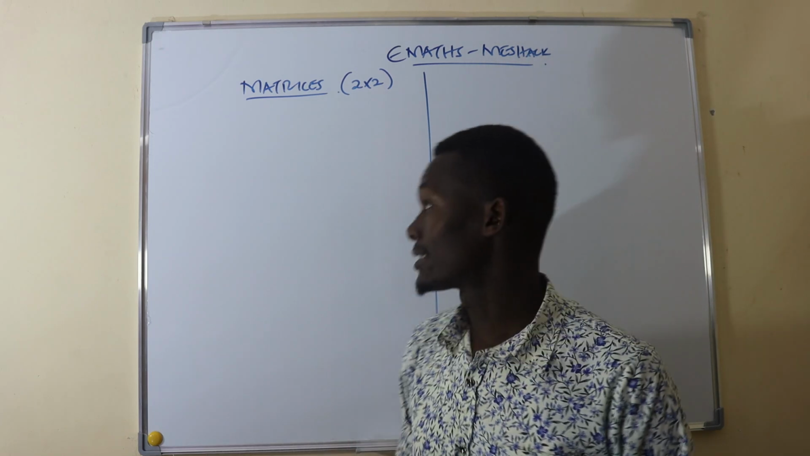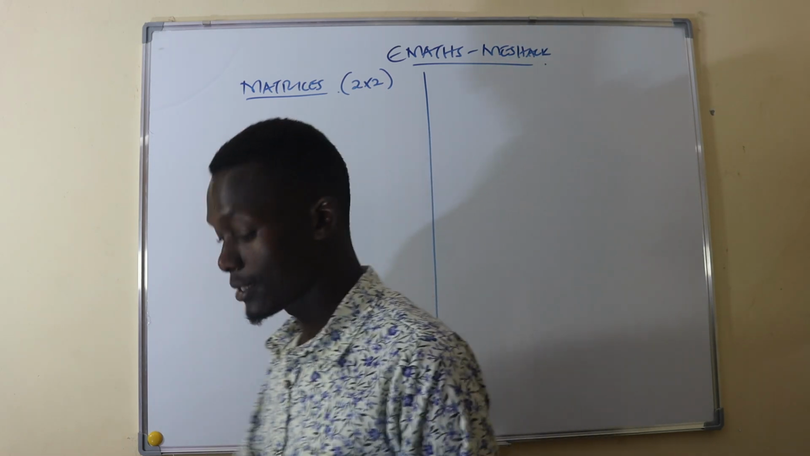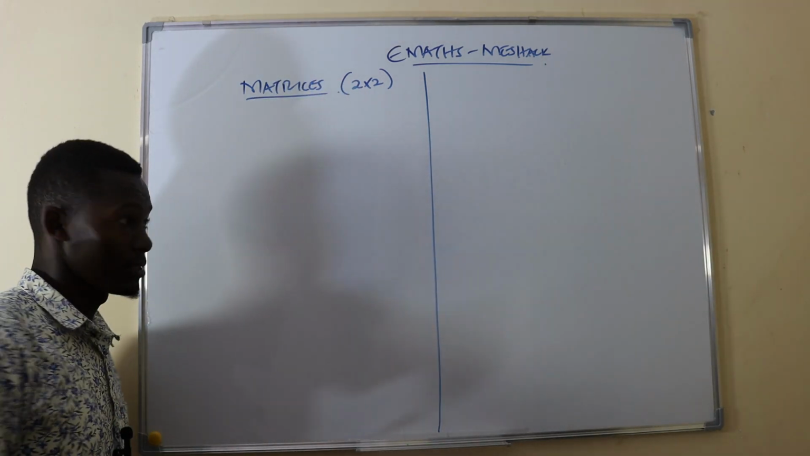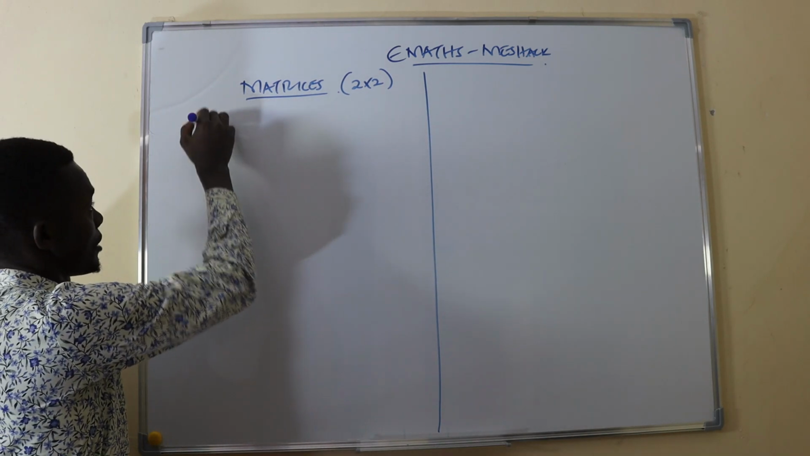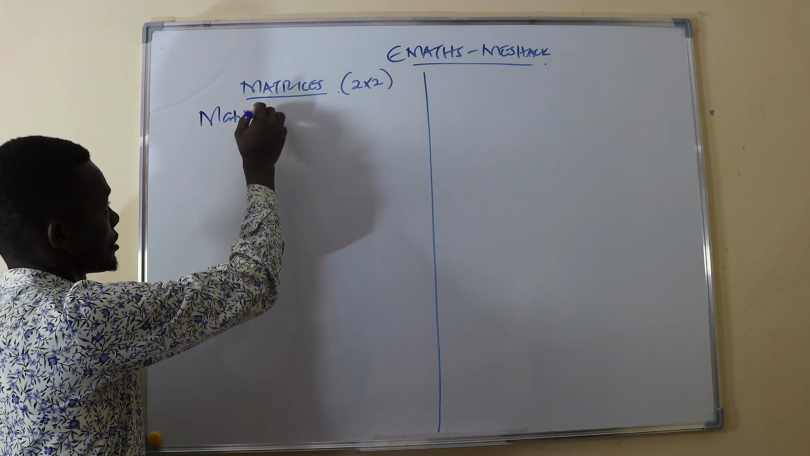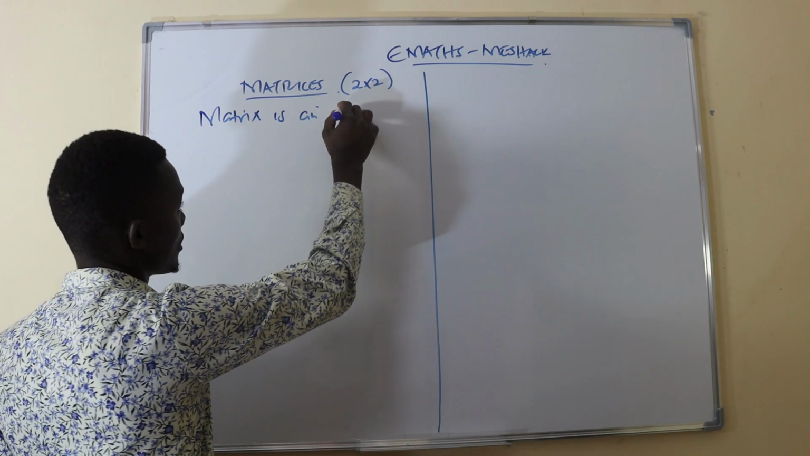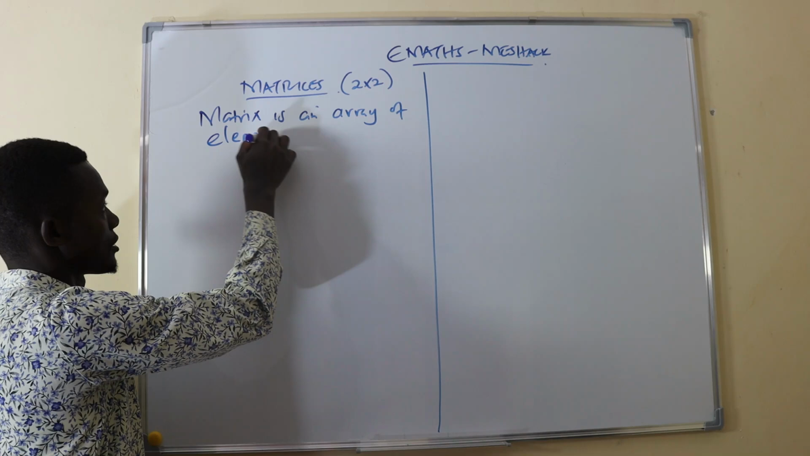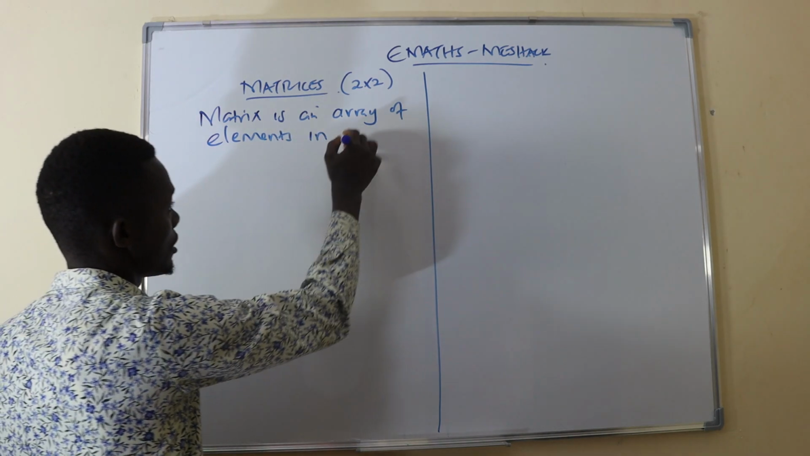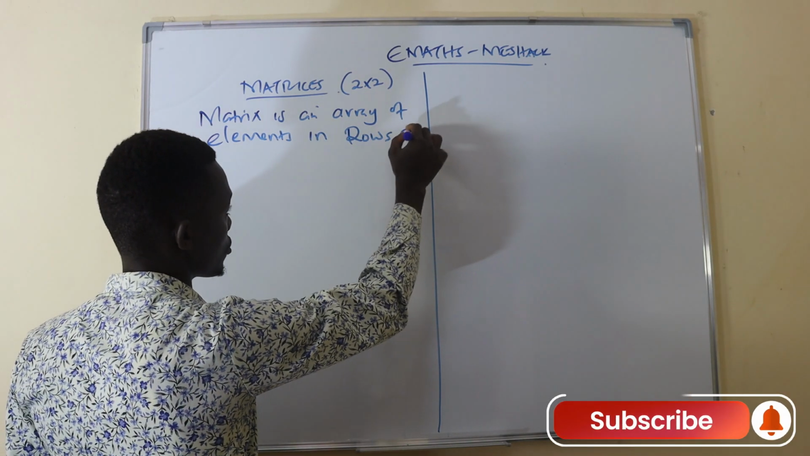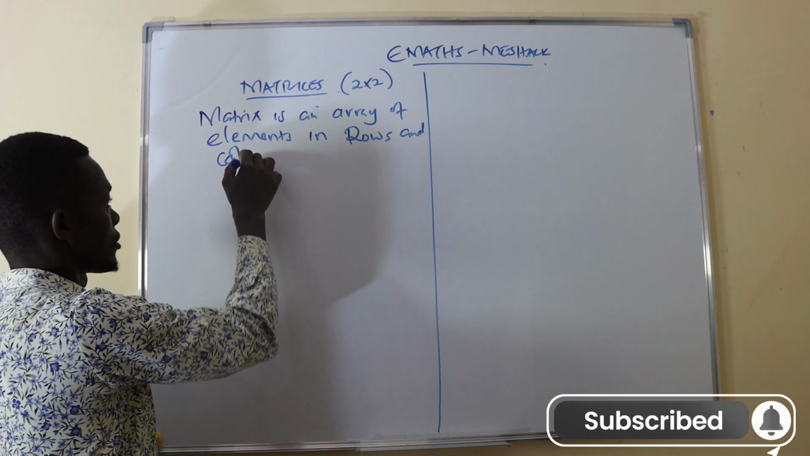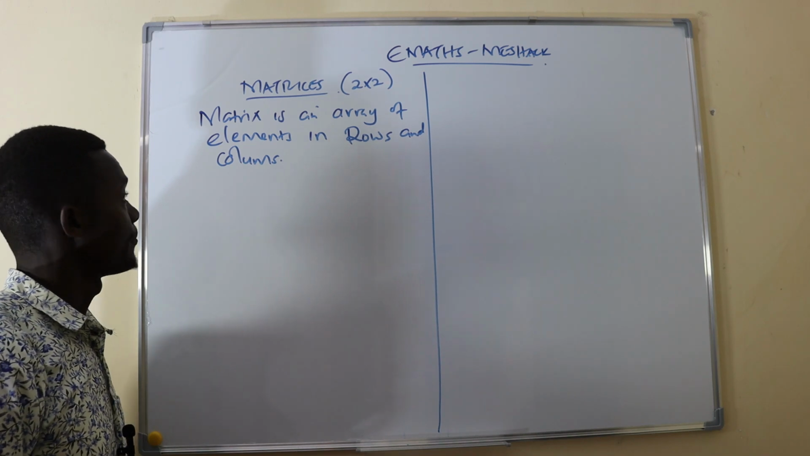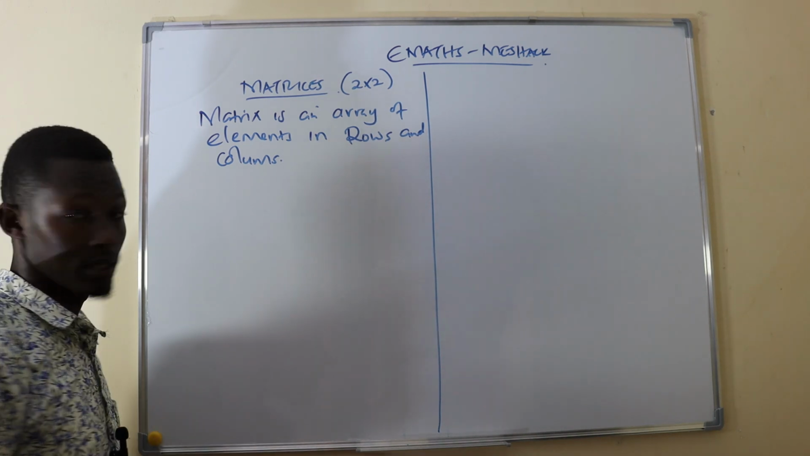Now we shall jump right in by just defining a matrix. A matrix, we'll say, is basically just an arrangement, an array. A matrix is an array of elements in something we call rows and columns. So this is basically an arrangement of elements in terms of rows and columns.